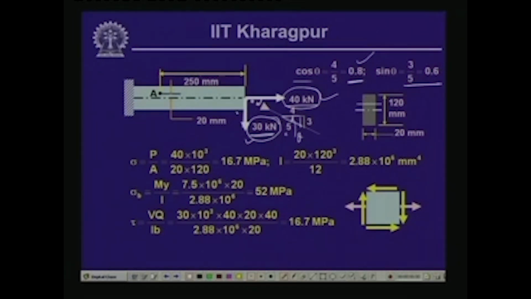Now, what we are interested in is to evaluate the stress at point A, which is located 20 millimeter from the axis of the beam and 250 millimeter from the free end of the beam. As we have seen, the axial load of 40 kilonewton will cause a normal stress at this particular cross section, which equals P by A. So, P is 40 kilonewton converted into Newton, divided by the cross sectional area, which is 20 times 120 millimeter square, and thereby we get a stress of 16.7 megapascal.